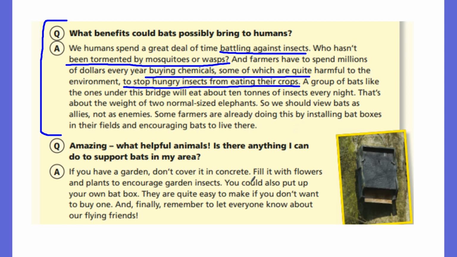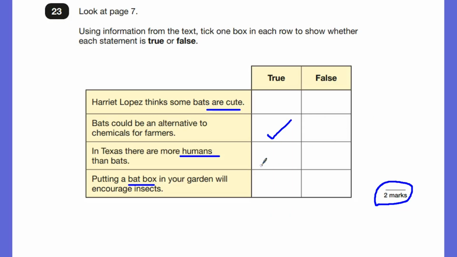Fill it with plants, you should also put one on. These are quite easy to make, so you won't need to buy one. And finally, remember to let everyone know about our flying friends. It doesn't say that bat boxes will encourage more insects. That would suggest that was false. So in Texas, Harriet Lopez thinks bats are cute. I think we think this is true.